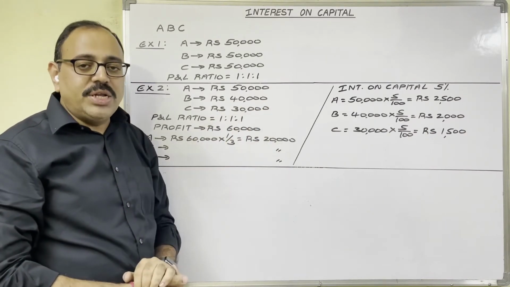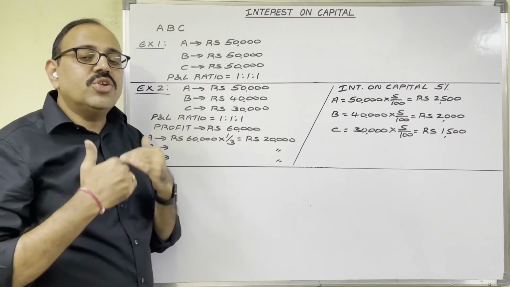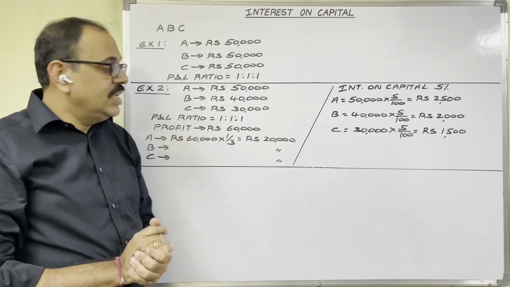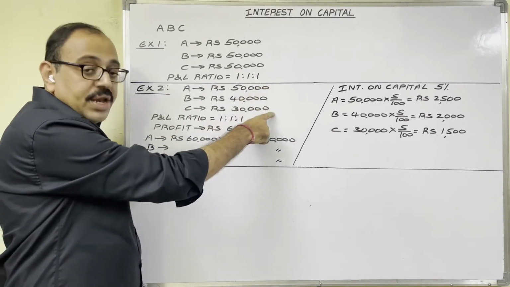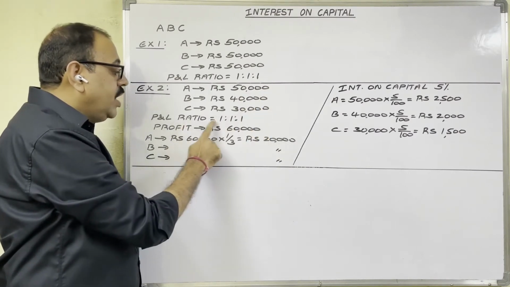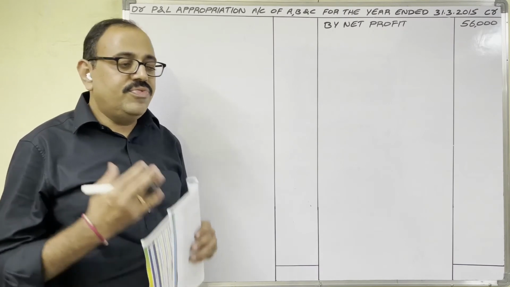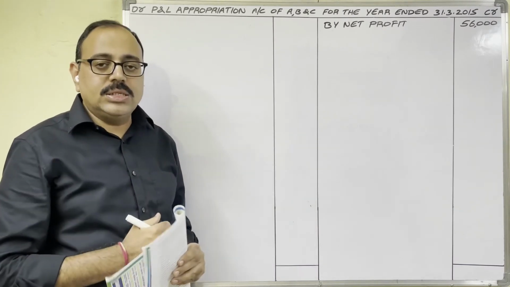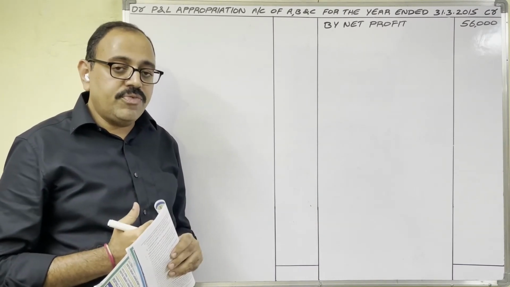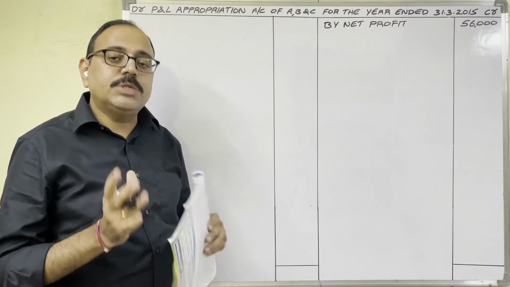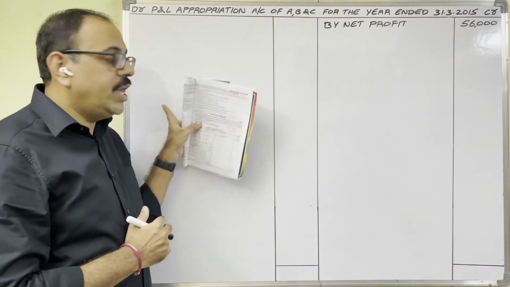So remember this point. When the firm allows interest on capital to the partners, when capital amounts are unequal and the profit and loss ratio is equal, interest on capital, the firm is going to pay to partners. So think from the firm's point of view. To the firm, this is an expenditure. Expenditure on the debit side we have to show now.